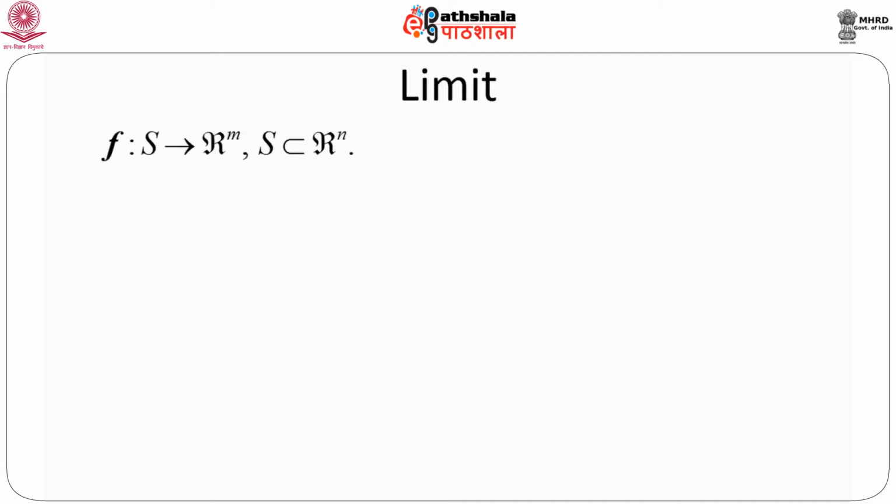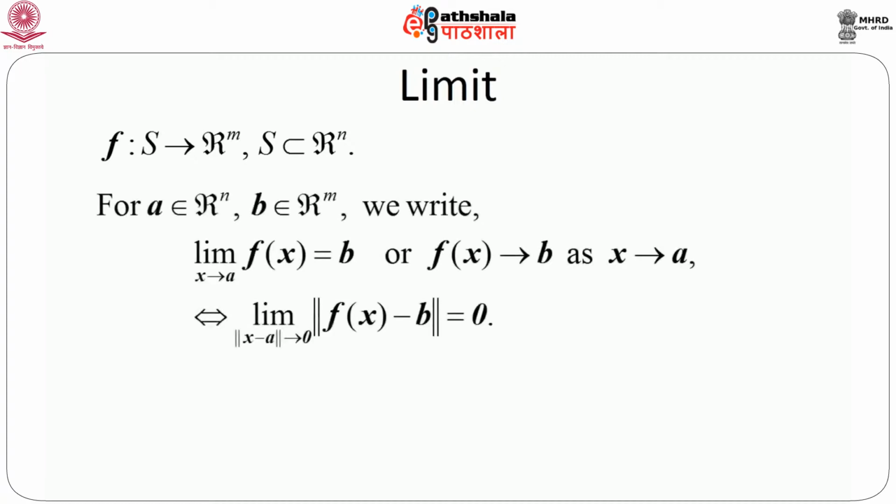So, suppose first we consider that f is a function from S to R^m, where S is a subset of R^n, that means n dimensional space. Now, for any point A belonging to R^n, that means A itself is an n by 1 vector, and B belonging to R^m, that means B is an m by 1 vector.